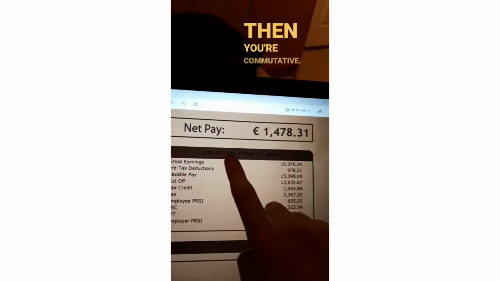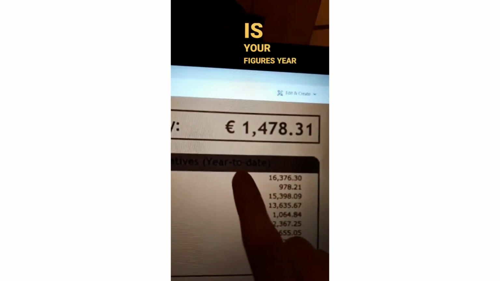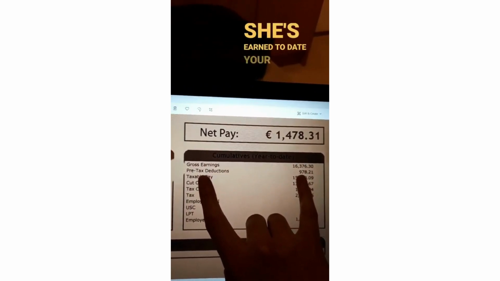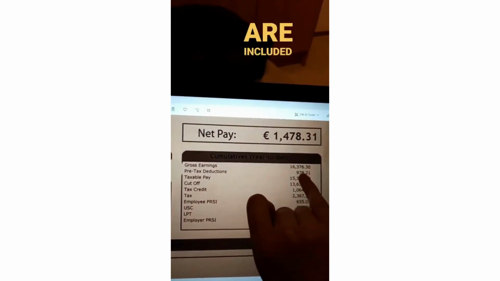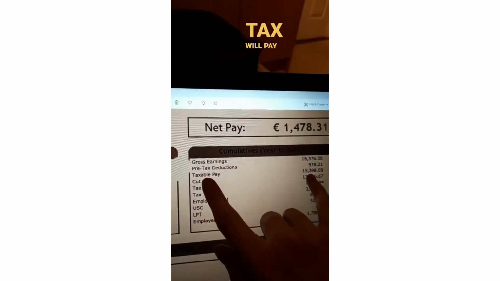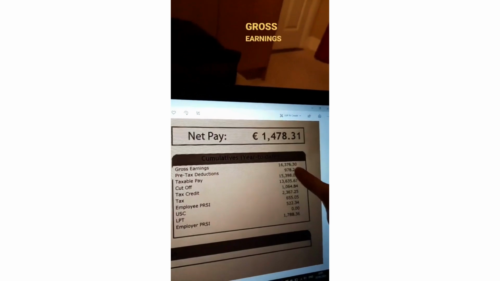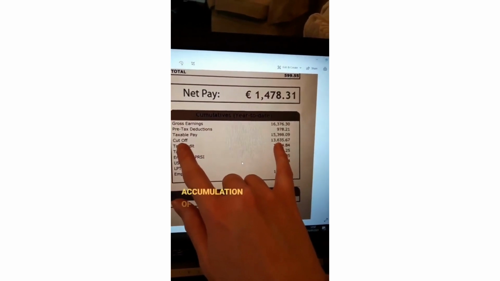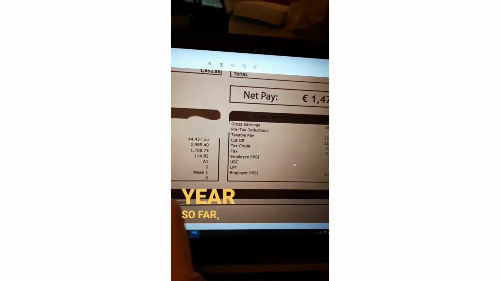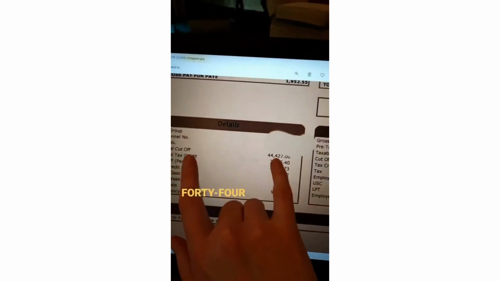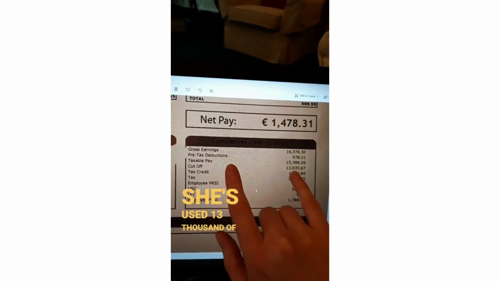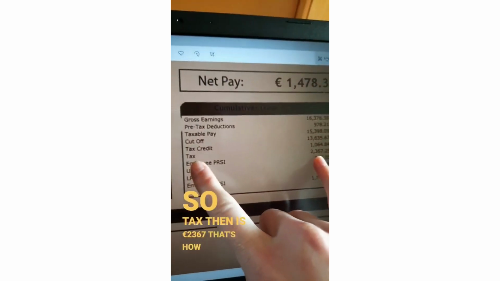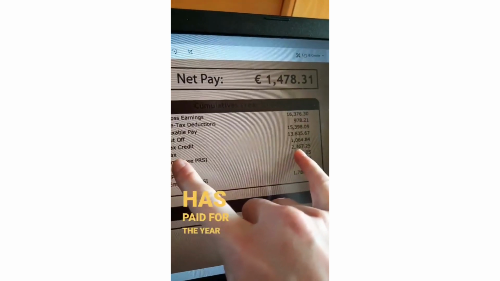On the right hand side then, your cumulative, so this is your figures, year to date. So gross earnings, very self-explanatory, everything she's earned to date. Your pre-tax deductions, so all your pension deductions are included in the 978. For taxable pay, again, your gross earnings less your pension deductions gives you the 15. Cutoff, 13,000. This is an accumulation of all of your cutoff you would have used for the year so far. So she's allowed 44 for the year and she's used 13,000 of that. So tax then is the 2,367. That's how much PAYE income tax she has paid for the year so far.